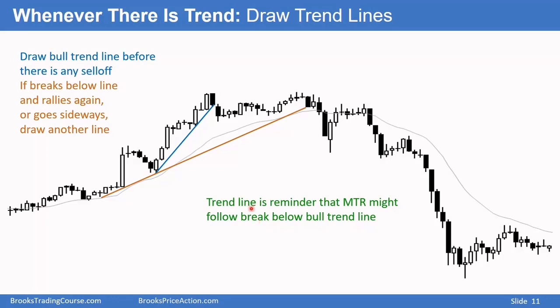The trend line serves as a reminder that if there's a break below the line and then the bull trend resumes, you might get a major trend reversal. If the bears are strong enough to break below a line, they might be strong enough to create a reversal. Ideally, you want a very big breakout far below the line. That is a sign of very strong bears, and it increases the chances that if the bull trend resumes, the resumption will fail and you'll get a reversal down.